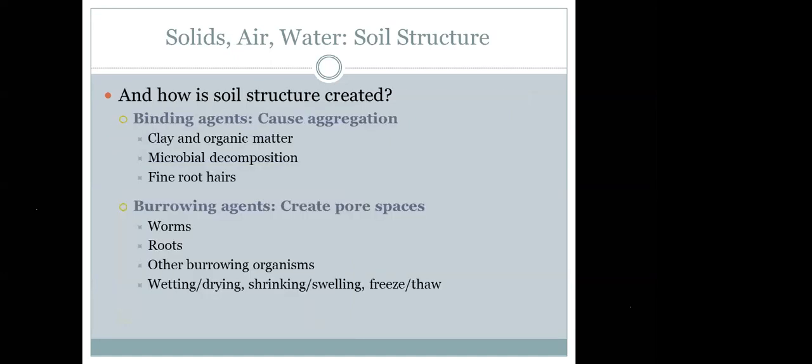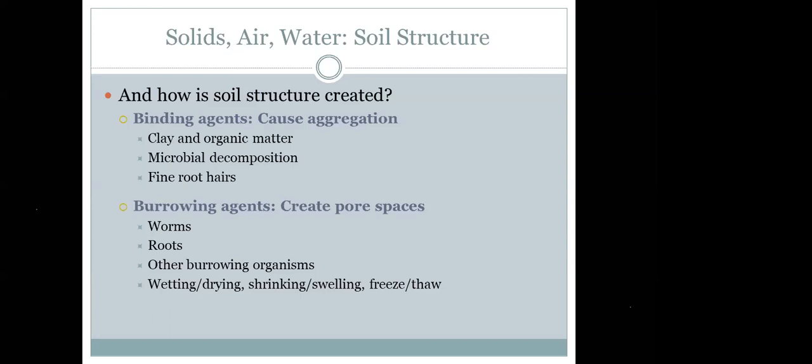How does soil structure come about? How does it get created? Well, you need both binding and burrowing agents. Binding agents are the things that cause aggregation. You need natural sticky glues, for lack of a better term, to get the soil to clump together in the first place. Some of these natural binding agents are clay and organic matter. Both humus and clay are fairly sticky. They tend to get things adhered onto their surfaces.